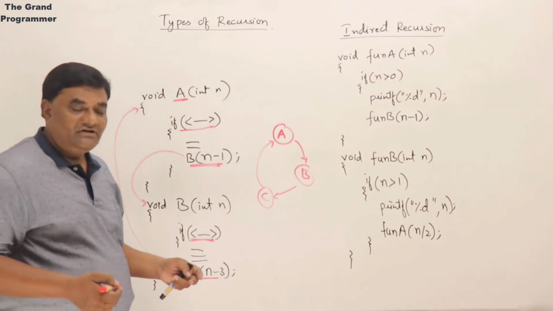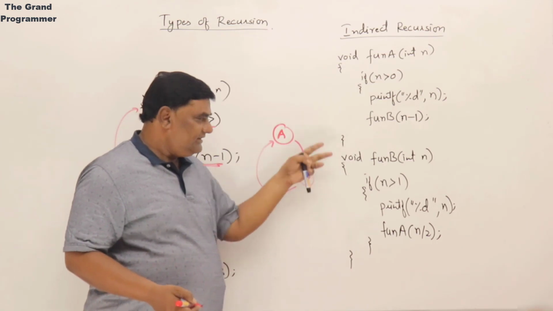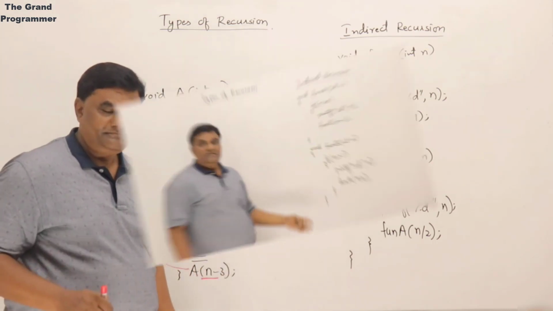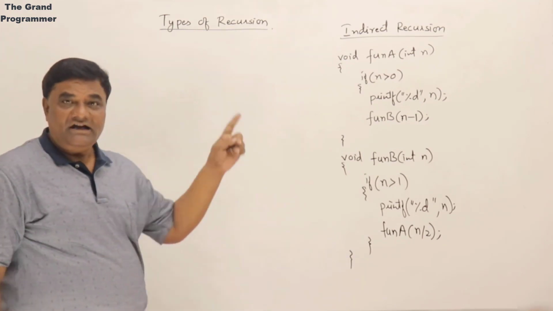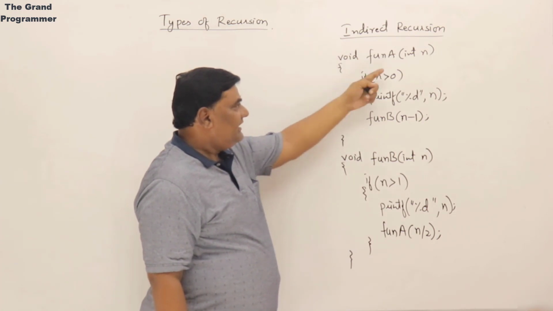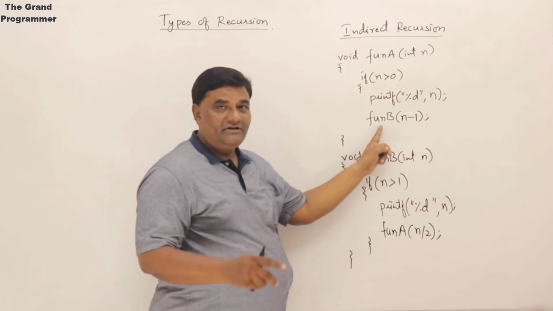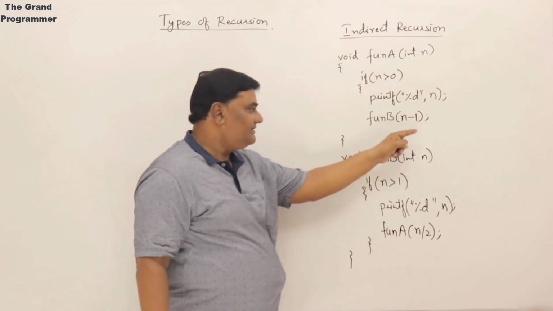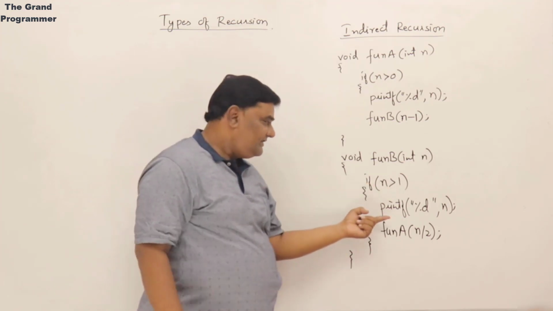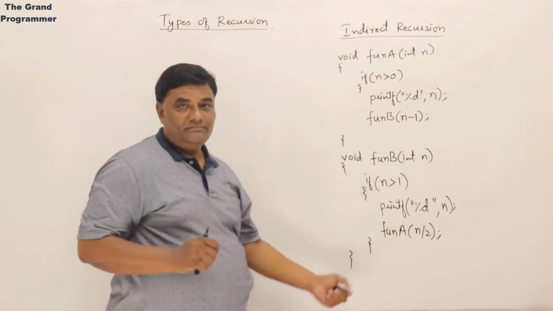To explain how this works, I have a set of functions as an example here. These are in indirect recursion. So let me trace this with an example and show you. Let us trace this example. So first of all, I will read it out. See, this is a function A. I'm taking parameter n. If n is greater than 0, then it is printing and then calling function B by passing n minus 1. This function B, if n is greater than 1, then it is printing and calling function A by passing n by 2.